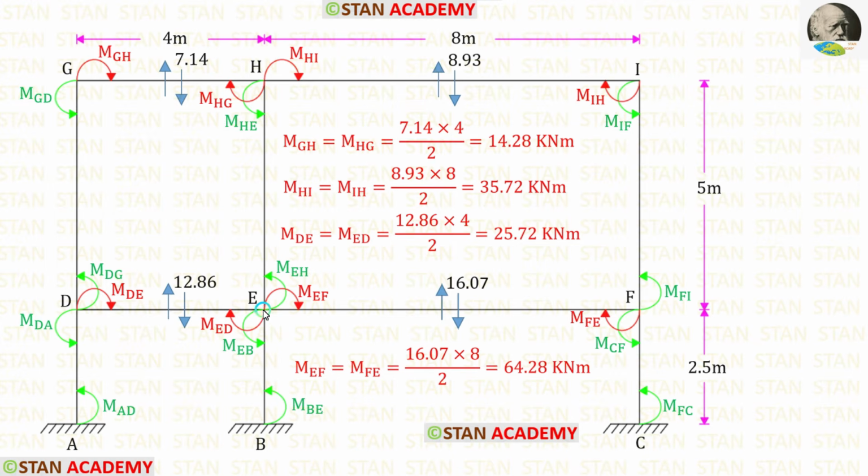Now let us take the member EF. Here W is 16.07 and L is 8. After the calculation, we are getting MEF and MFE.